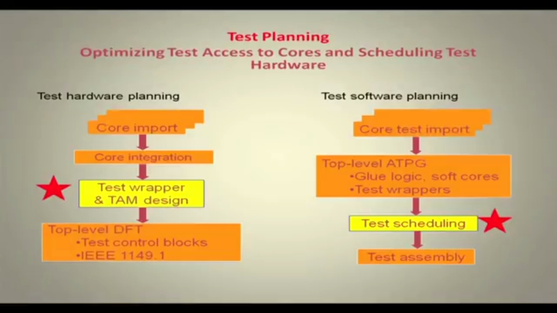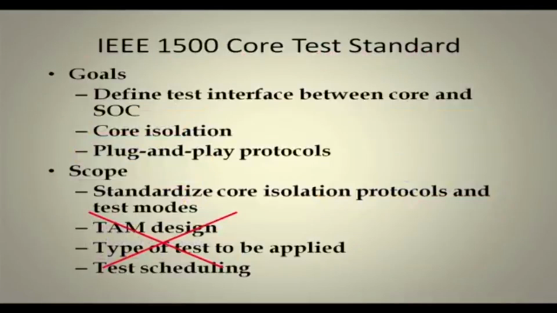So, these are the two important points: the test wrapper design, TAM design, and test scheduling. These are the two important points to be addressed in test planning. So, the 1500 core test standard is provided by IEEE. It defines the test interface between core and SOC, and provides core isolation and a plug and play protocol. These are the goals, and the scope is to standardize core isolation protocols and test modes.